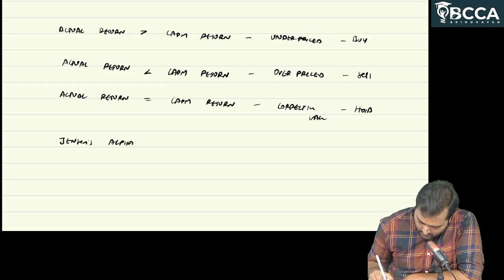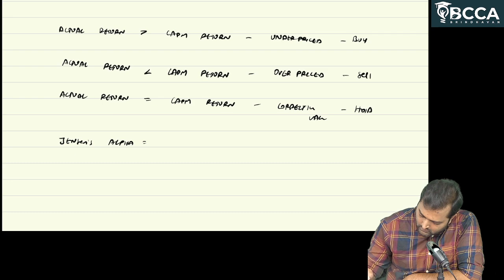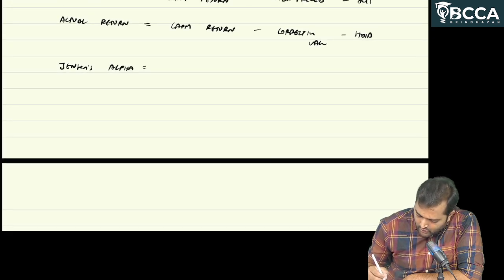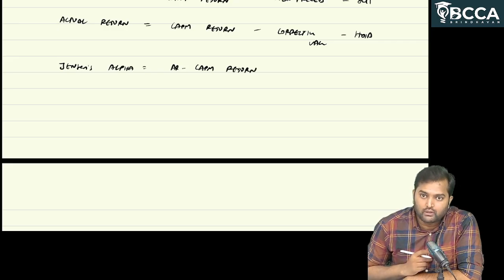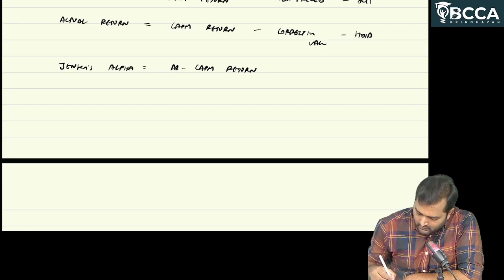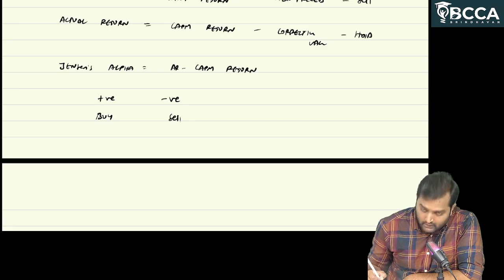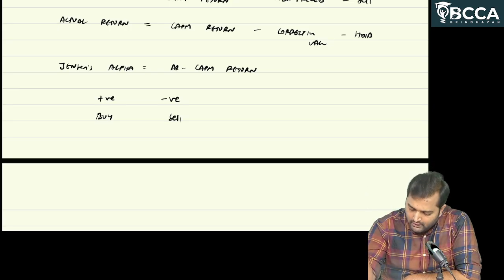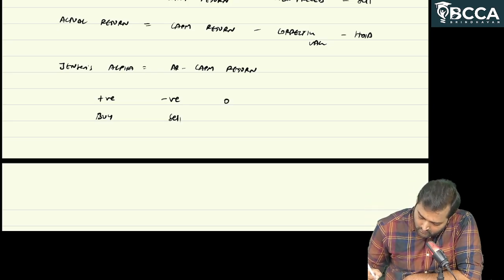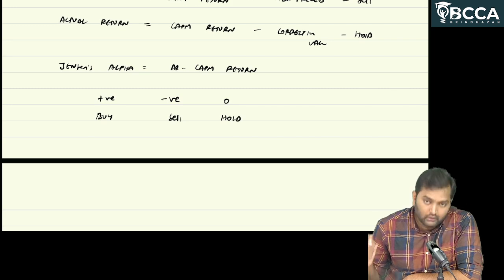Jensen's alpha is equal to actual return minus CAPM return. If it is positive, buy. If it is negative, sell. If it is positive, it indicates the security is underpriced. If it is negative, it indicates the security is overpriced, so sell. If it is equal to 0, the security is correctly valued, so hold.